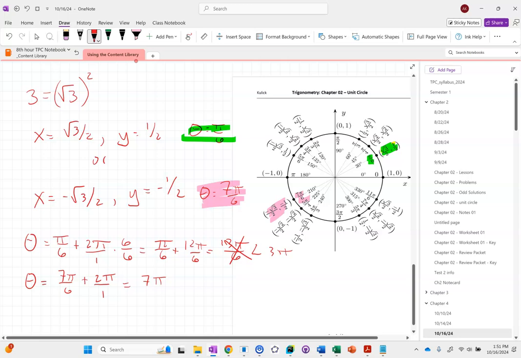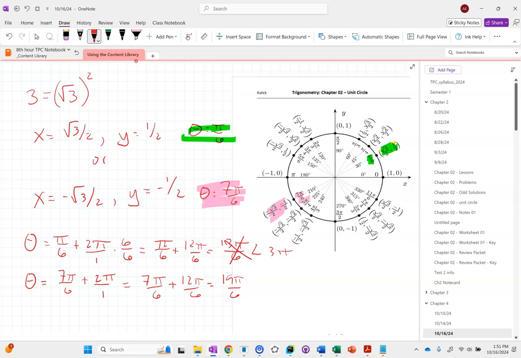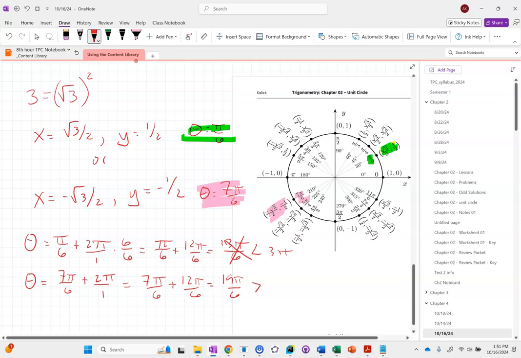So if I make a common denominator here, I'm just not going to show the work for it. Is that okay with everybody? Yeah. So that's going to give me 19 pi over 6. 19 pi over 6 is 3 1/6 pi, which is between 3 pi and 4 pi. That one will work.